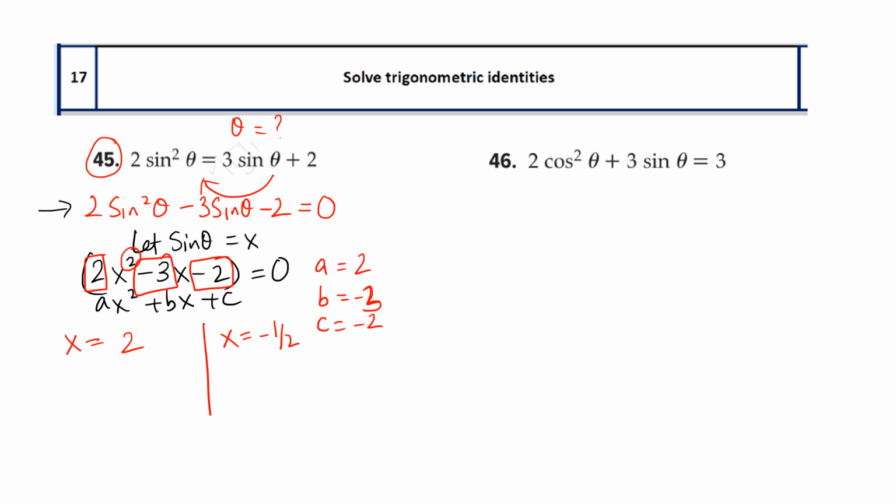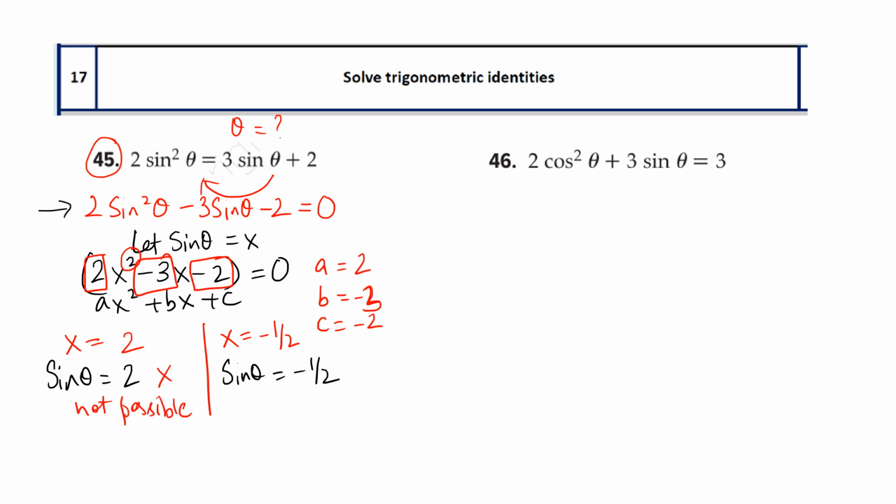Now let's go back to what x was. x was sine theta and we need theta. So sine theta equal to 2 or sine theta equal to minus half. These are the two options. But I hope you know that sine theta has a maximum value of 1. So the case where sine theta is equal to 2 is not possible. This is not at all possible, so we ignore this part. There is no solution coming from here.